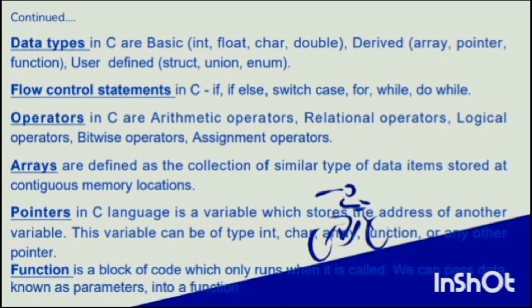Arrays are defined as a collection of similar type of data items stored at contiguous memory locations. A pointer in C language is a variable which stores the address of another variable. A function is a block of code which runs when it is called. We can pass data, known as parameters, into a function.